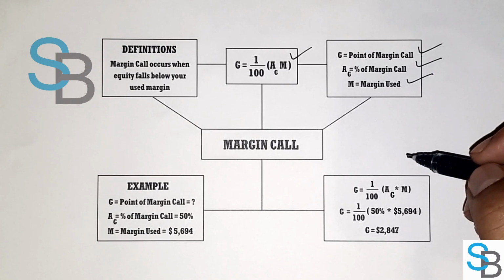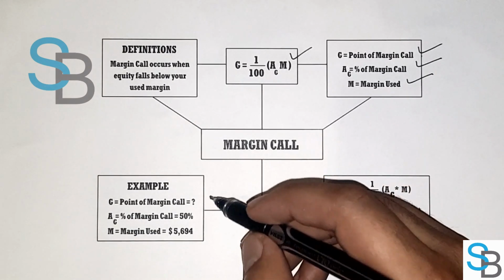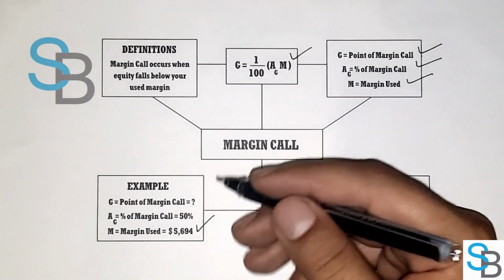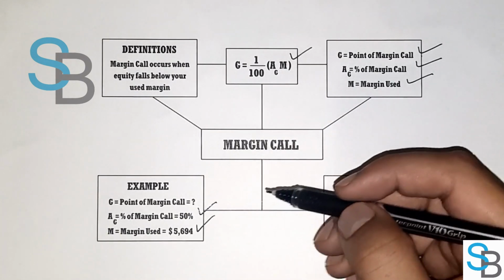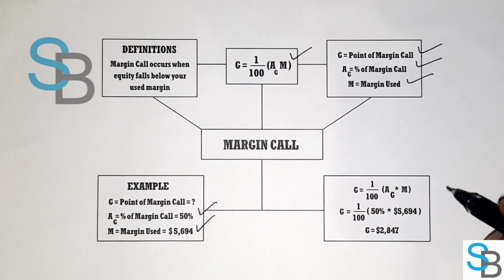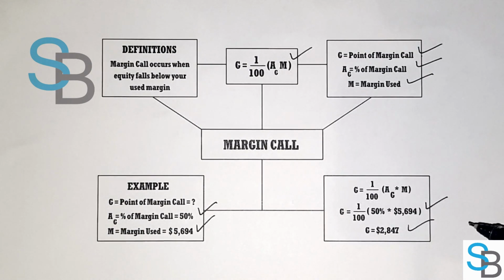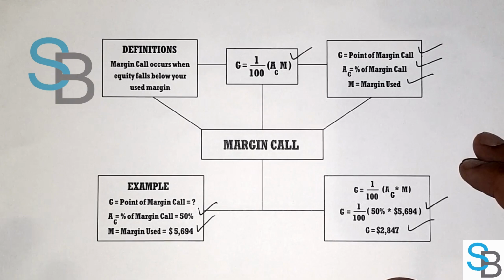Let's do an example. We have used a margin of $5,694 to open some trades and our broker has a 50% margin call level. We multiply 5,694 by 50 and divide by 100 and we get $2,847. This means when our equity falls to this point, we will receive a margin call.